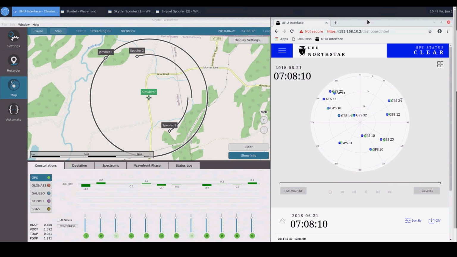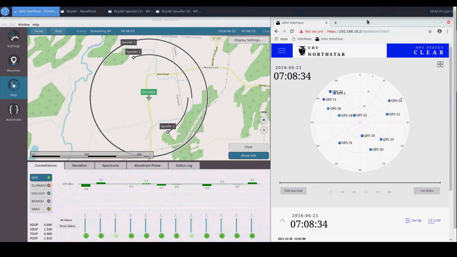The Yoo-Hoo Northstar is an advanced interferometry type system. It's finding angle of arrival of the GPS signals in the CA code domain. So the simulation's already running. You can see on the left-hand side, I have a map showing the simulation point as well as the threats that are orbiting around me.